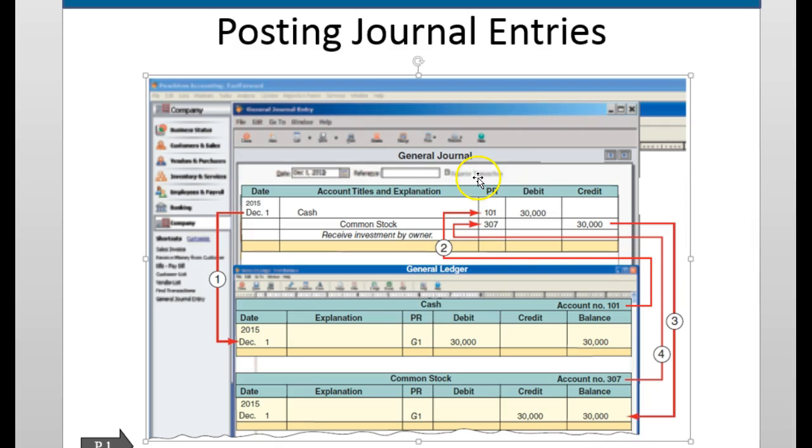So that's as far as we're going to go here, and we will start another video on how to analyze these for the financial statements.